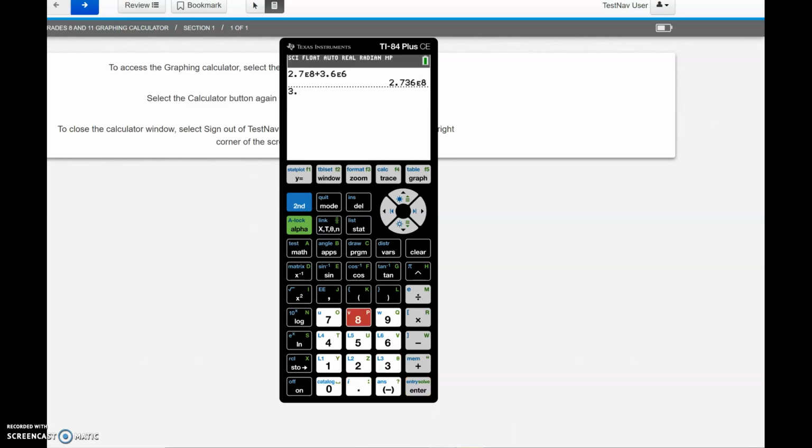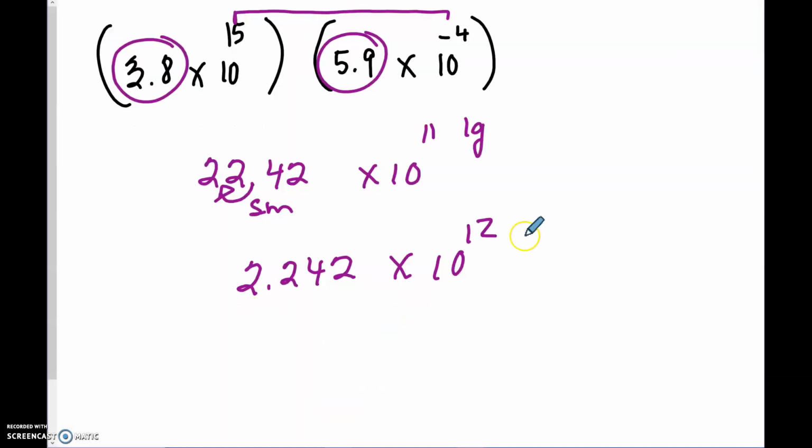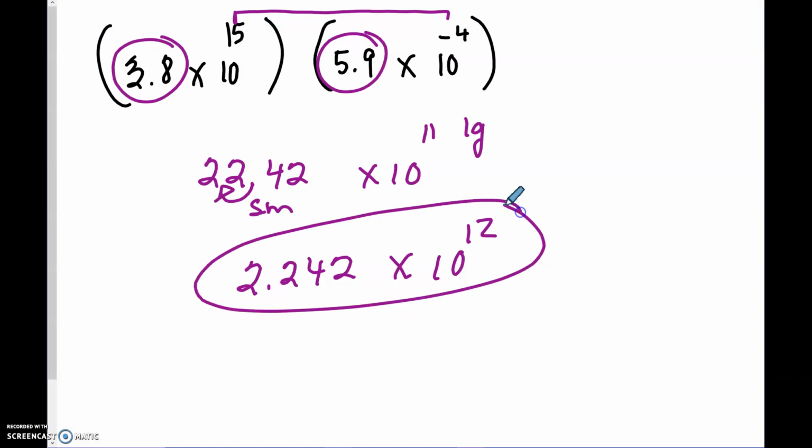So we have 3.8 second EE to the power of 15, and we are multiplying 5.9 second EE to get that scientific notation in of a -4. And then just hit enter, and there's your answer. 2.42 times 10 to the 12th, and that's what our final answer was here.